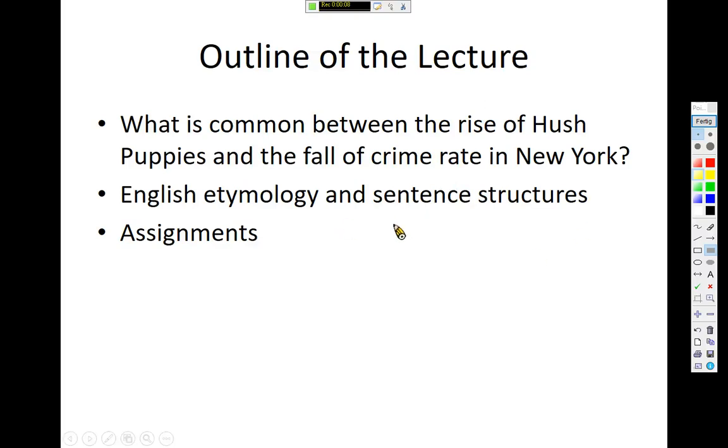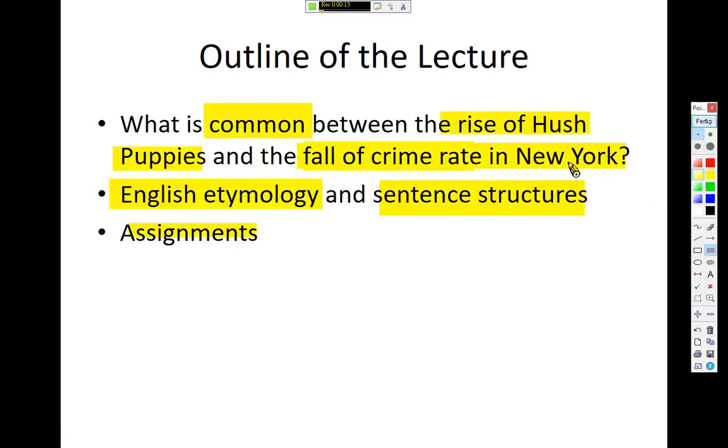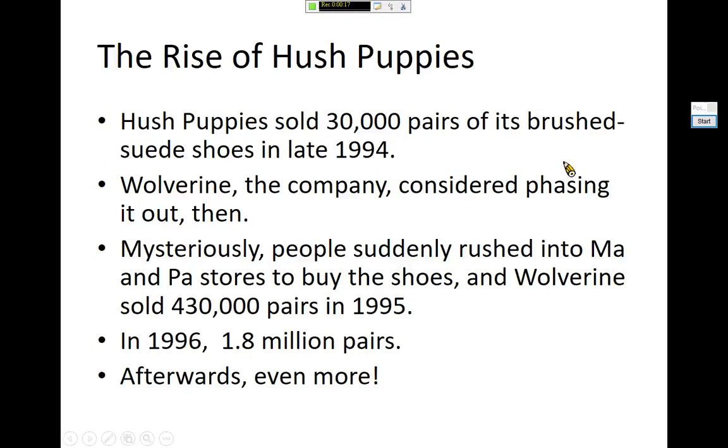So what is common between the rise? We are going to talk about two cases here, both real cases. The first one, let's talk about the rise of Hush Puppies. This is the brand. You can use your cell phone now to check it out, key in the keywords Hush Puppies. Hurry up, check it out, to give yourself some ideas about the brand Hush Puppies.